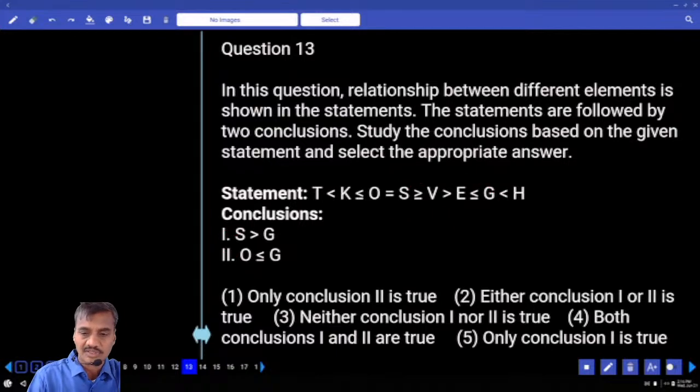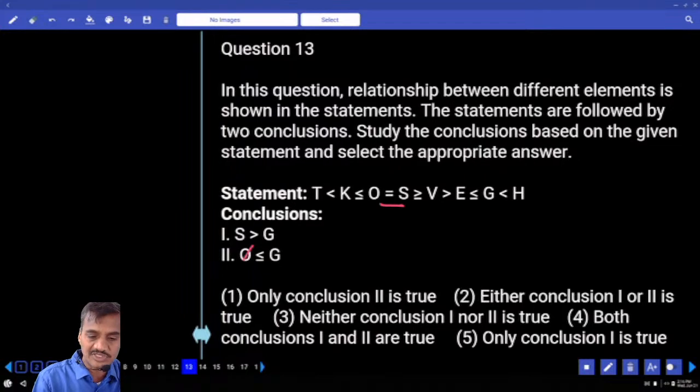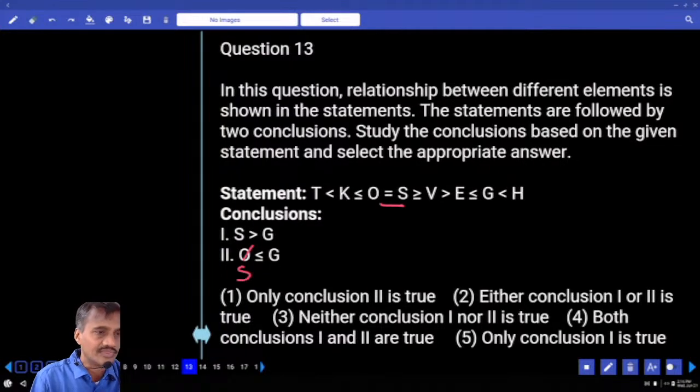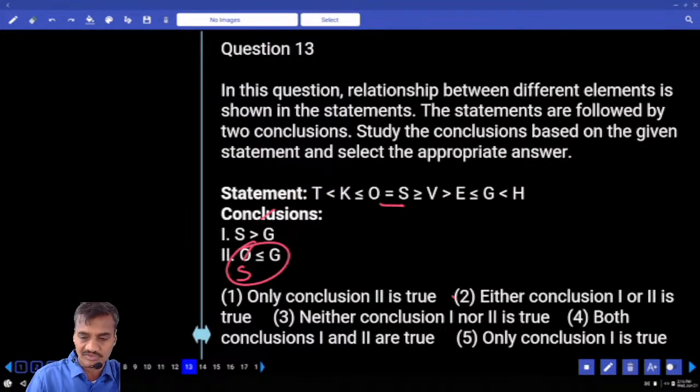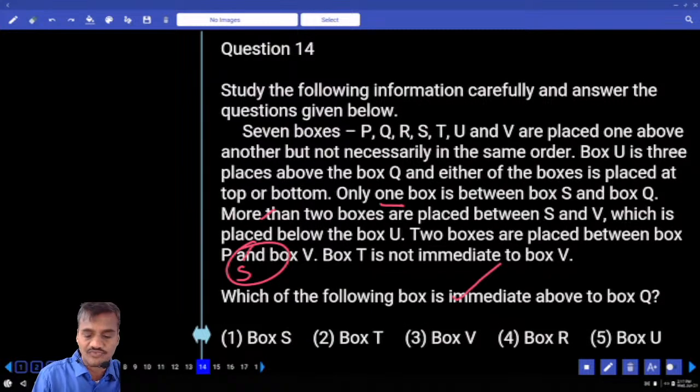But here, O and S are equal. Hence in the place of O, I can take it as S. Then S is either greater than, or it can be lesser than or equal to. Then what is your answer? Either 1 or 2, that is choice 2, question number 13. Then the next one, 14 onwards.